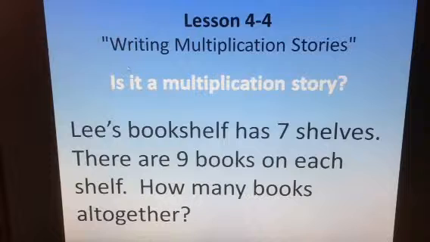Is this a multiplication story? Lee's bookshelf has 7 shelves. There are 9 books on each shelf. How many books altogether? Yes, this is a multiplication problem. It says 7 times 9, and the answer would be 63.